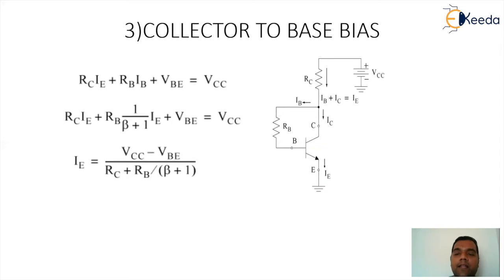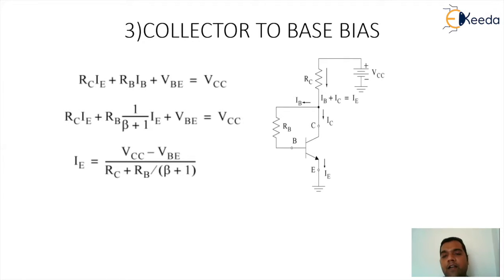When I apply the KVL to the input loop, you will have VCC minus (IC plus IB) into RC minus IB RB minus VBE equal to 0. Rearranging this, either I will get the equation in terms of IB or in terms of IE. You will get the value of IE as (VCC minus VBE) divided by (RC plus RB by (beta plus 1)). So this is the logic for getting emitter current.